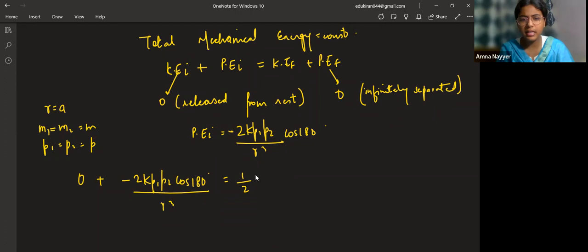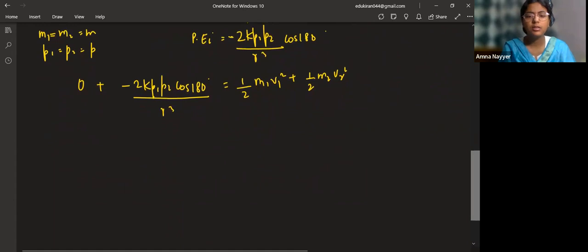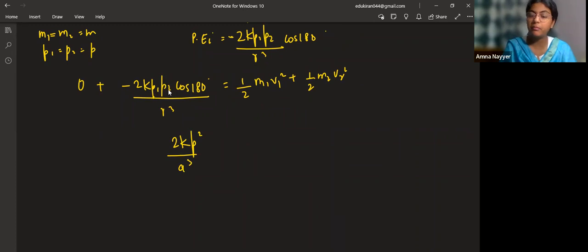So let me first write it in terms of m1 only: m1 v1 square plus m2 v2 square. Both the masses are equal, that is given in the question, right? So let's substitute it. So this will become 2k p squared by a cube, p into p becomes p squared, minus 1 into minus 1 plus. And here, velocity is not equal, so we'll write half m v1 square plus half m v2 square.